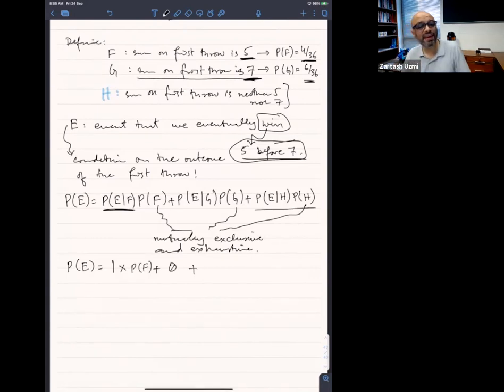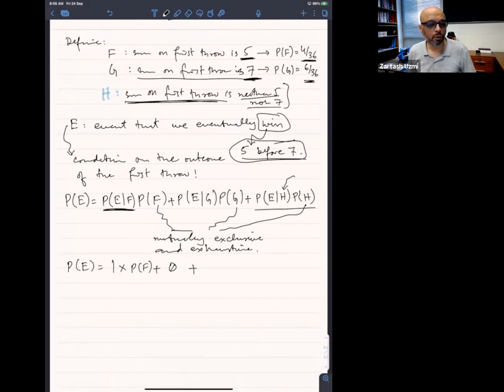What is the probability of E given H? Now this is tricky. Given H on the first throw means something else: neither a 5 nor a 7 has come. There is something else which shows up on the first throw. What is the probability of E given H? Answers in the chat window. I need some answers, please.